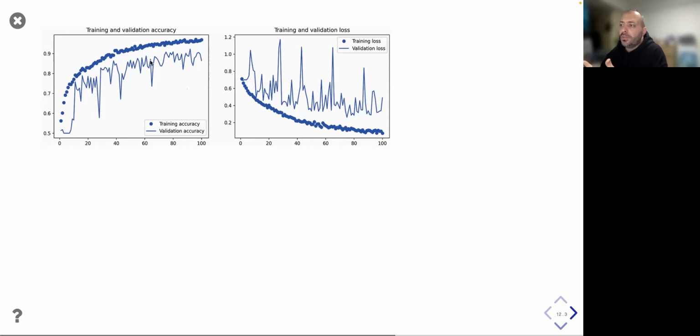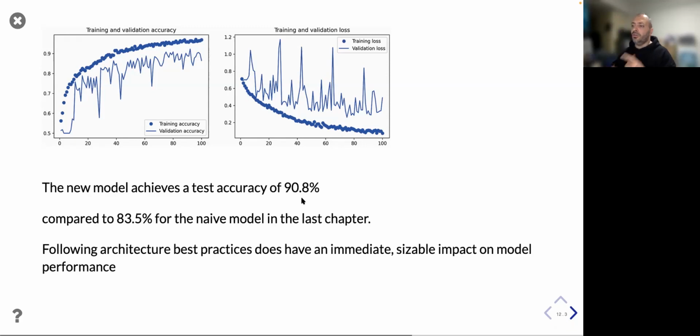There are, of course, the spikes. This is something quite common in big networks. But the idea is that we have good performance. So the new model achieves a test accuracy of more than 90% when compared to the previous one with just vanilla convolution layers and maybe dropout or something like this that had 83.5. So pretty impressive. I mean, again, this difference in numbers is pretty big, even if it doesn't seem so.